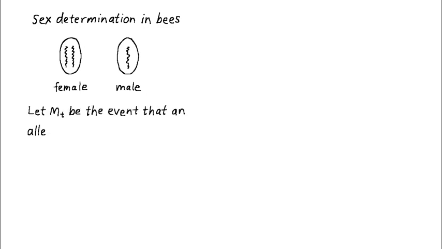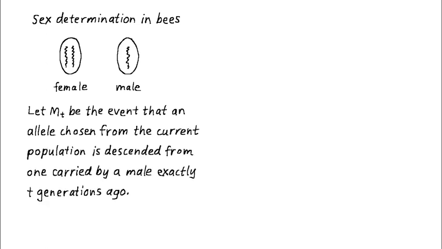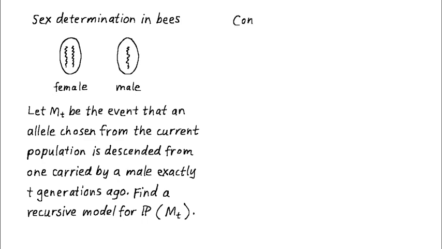So let's define m sub t as this event. Our goal here is to devise a recursive model for the probability of m sub t. We'll do that using the law of total probability. Consider the event m sub t minus 1. This is the event that the allele we've chosen from the current population descended from a male exactly t minus 1 generations ago.